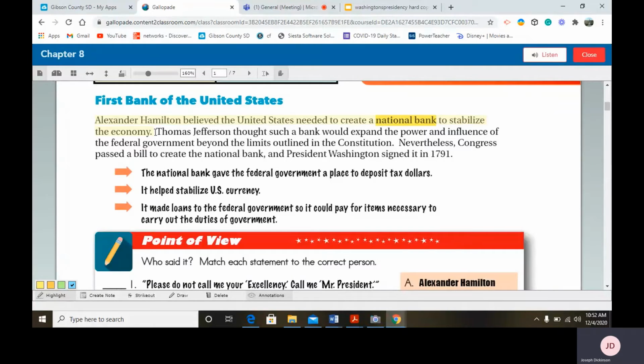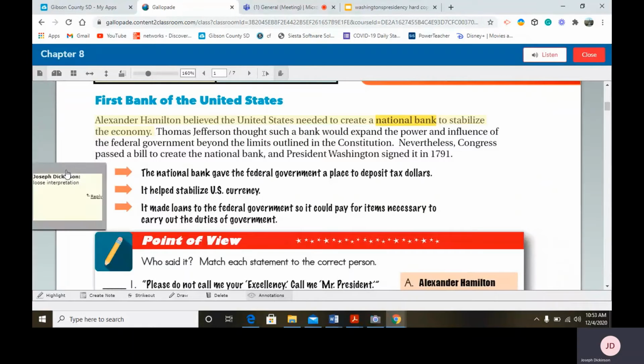All right, now the second part. Thomas Jefferson thought such a bank would expand the power and influence of the federal government beyond the limits outlined in the Constitution. So this is where we get back to the strict versus loose interpretation of the Constitution. Alexander Hamilton's the loose, and if you could, beside Alexander Hamilton, just go ahead and write that. Put loose interpretation, you'll be good.